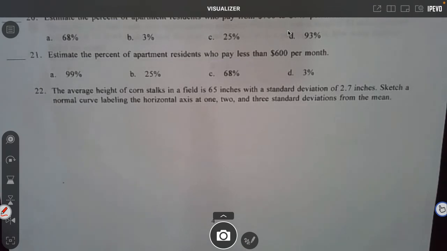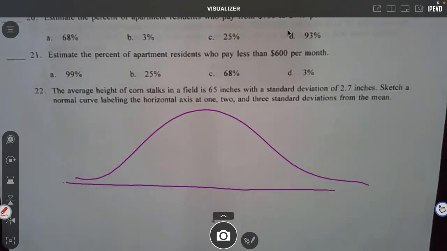I don't care. Alright, so what I'm going to do is first, draw my normal curve the best that I can. And it says the height of corn stalks in a field. The average height is 65 inches. So I put that as my mean, right? 65. And a standard deviation of 2.7. So I'm going to, 1, 2, 3, we have 3 standard deviations. I'm going to have to add all those numbers.